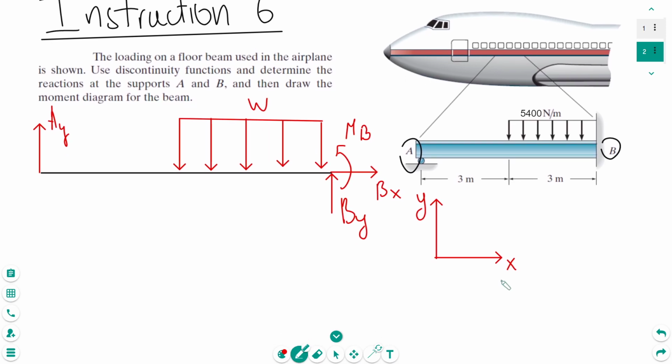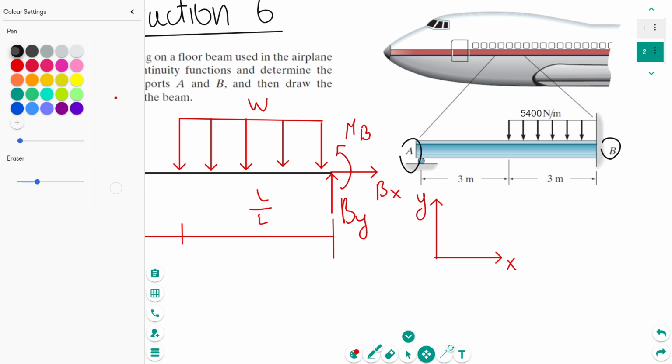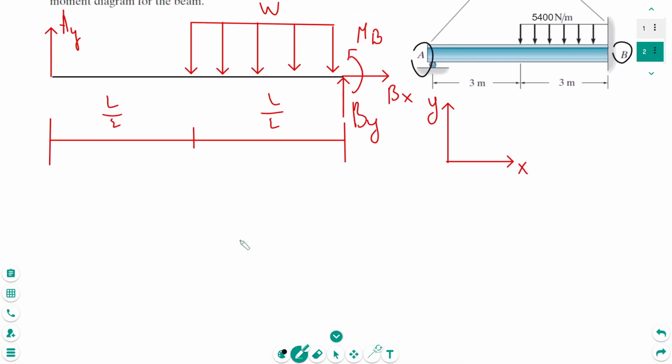Now I have that this length is equal to a total of 6 meters, but in this case I shall indicate it simply as a total of L, summing up at L over 2 at W. So where do we start? The first thing we do is to take the force and moment equilibriums for this free body diagram.